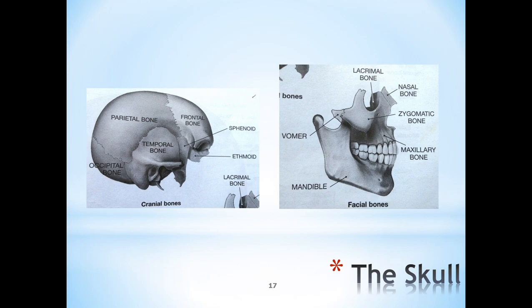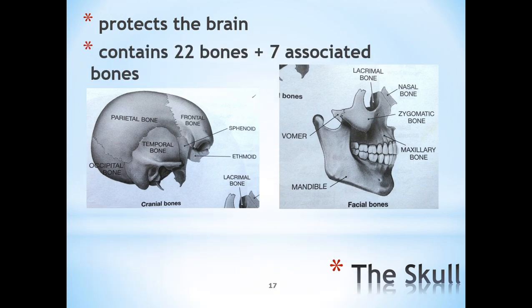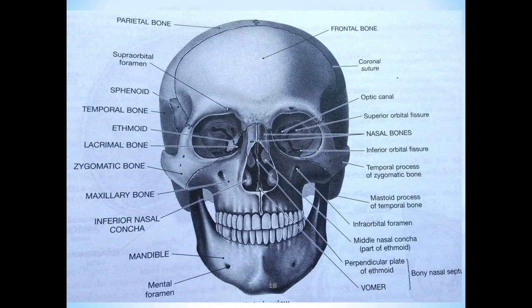So let's start with the skull. By just looking at the skull, you can see there are a lot of bones, right? The primary function of your skull is really for the protection of your brain. It consists of 22 bones plus your 7 associated bones. Here are all the names of our bones, so just study the picture and you'll see the different names of the bones.